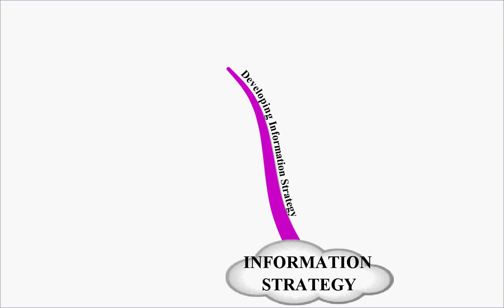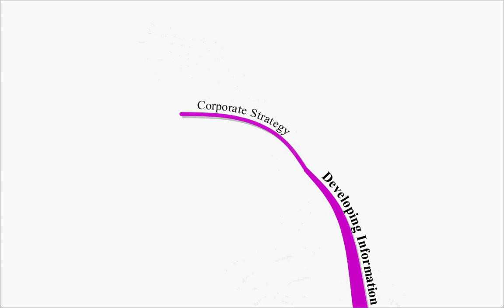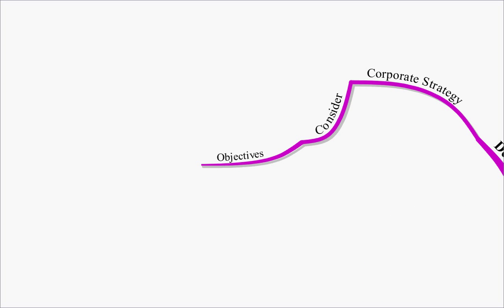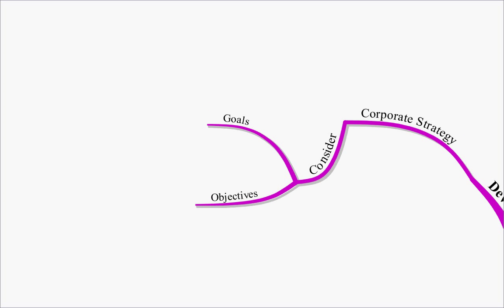First aspect we looked at, developing our information strategy. Remember that we had to think about our corporate strategy first of all. We had to consider both the objectives of our corporate strategy and the goals, and try to develop our information strategy to fit in with our corporate strategy.